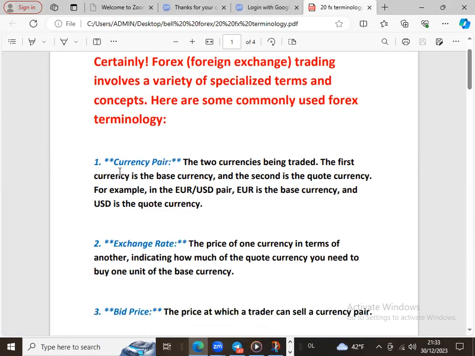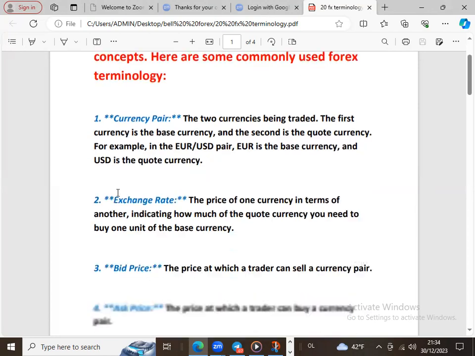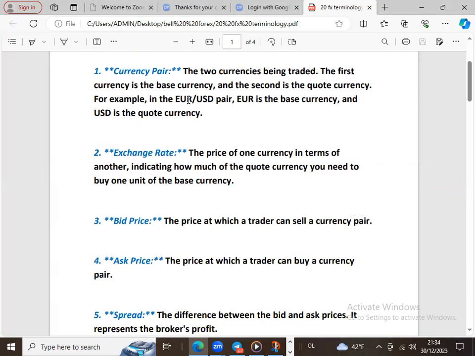The very first terminology that we are going to be looking at today is currency pairs. You need to understand that currencies in the foreign exchange market are traded in pairs. You cannot trade a single currency. You cannot trade dollars on its own. You must trade it along with another currency. So a currency pair is two currencies joined together to form a pair, which is being traded.